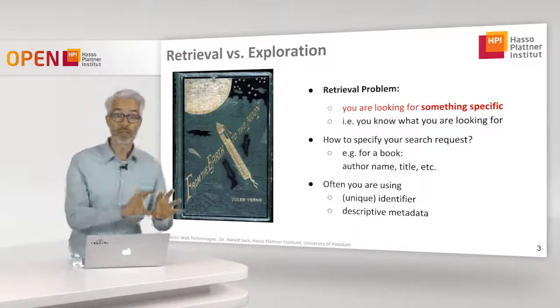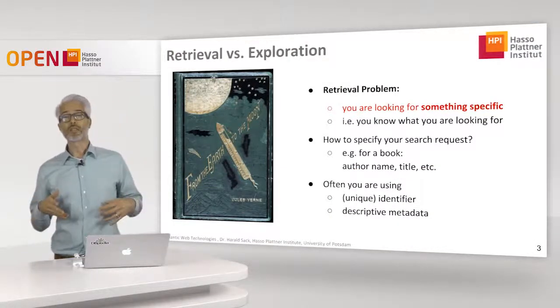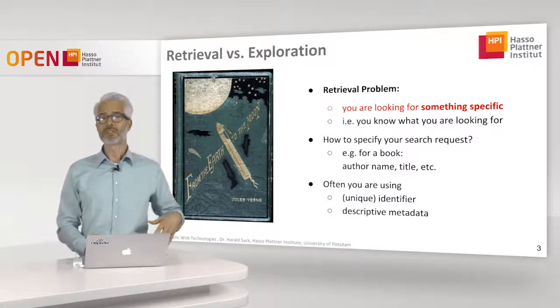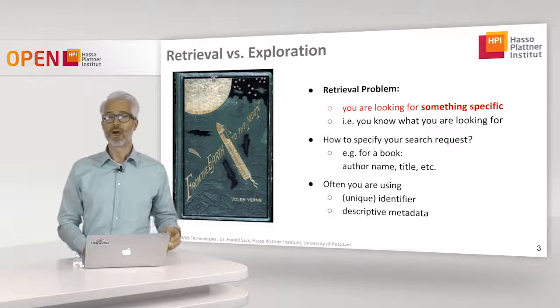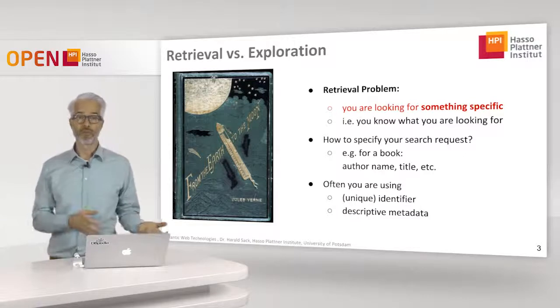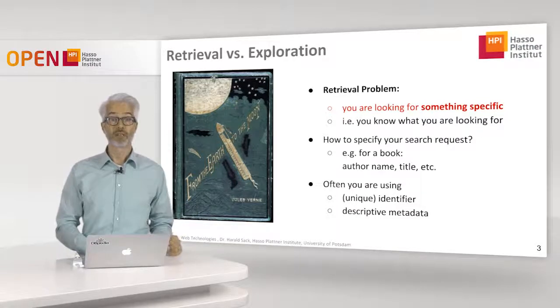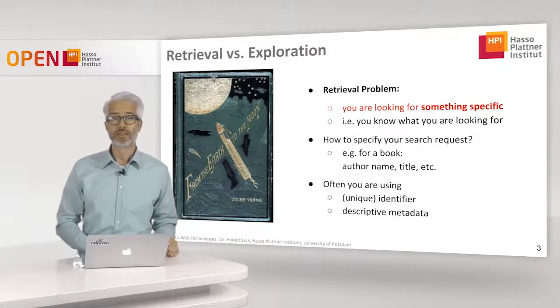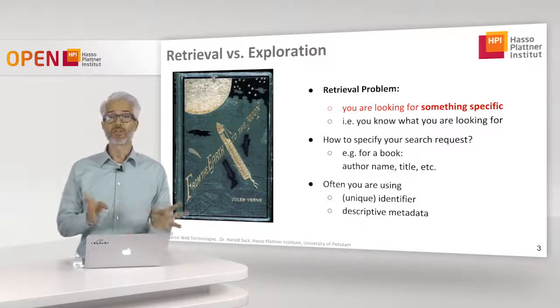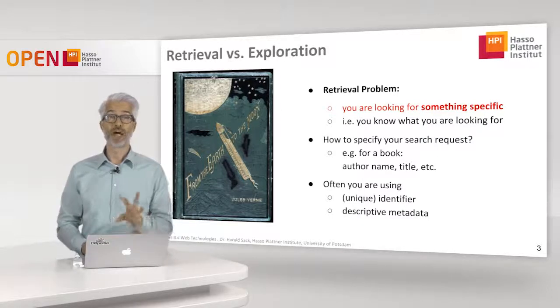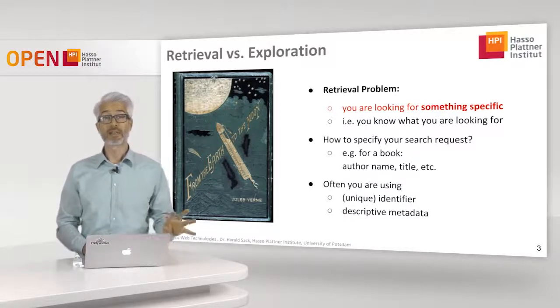Of course, first let's start with the retrieval problem. So we are looking for something specific in retrieval. So usually this means that you know what you are looking for. And often also you know how to describe your search request. So you know how to specify your search request. So for a book, this would be, for example, the name of the author or the title or other kind of metadata, content-based, that are available to specify exactly your information needs. So for this, usually you are using unique identifiers if possible, or some descriptive metadata to find what you are looking for. So this is the kind of retrieval.